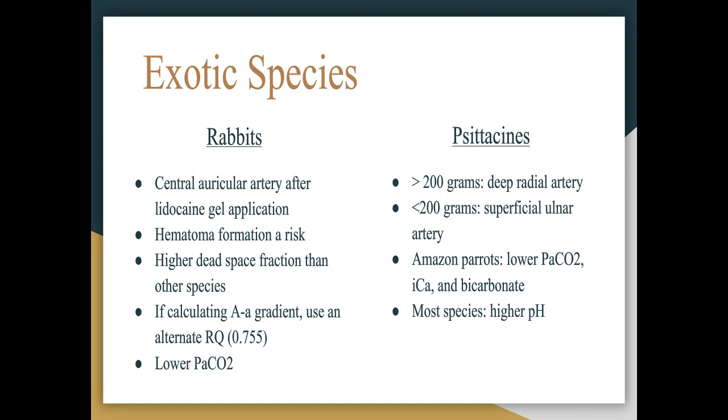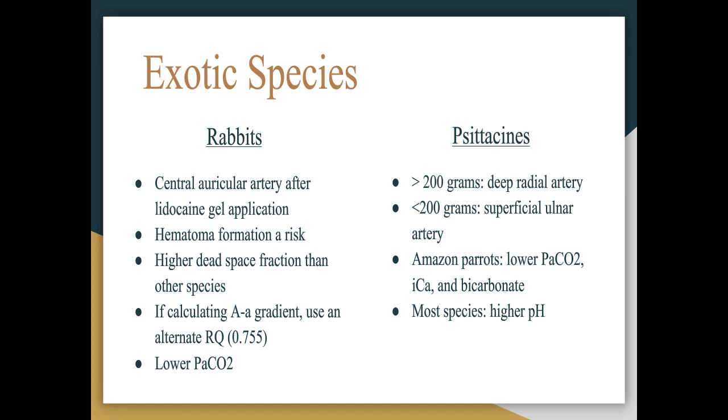In sampling from parrots, the deep radial artery is the most common site for birds larger than 200 grams, and the superficial ulnar artery was the most common site for birds less than 200 grams. You may also consider the cranial tarsal or dorsal metatarsal arteries, especially for long-legged birds and water birds.